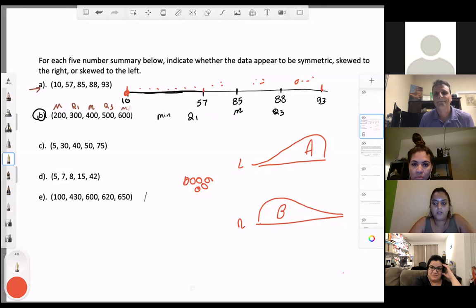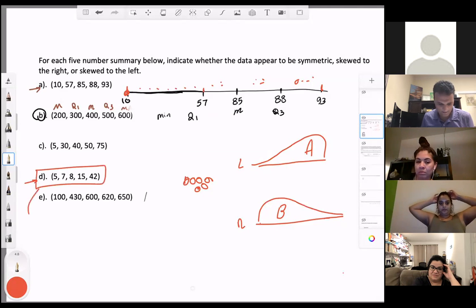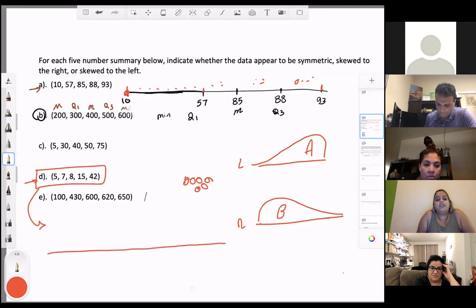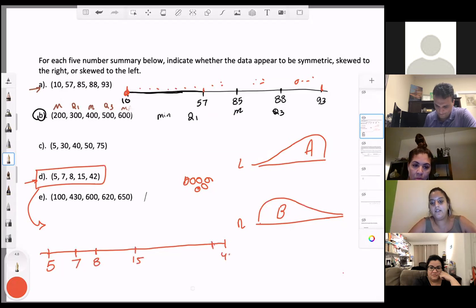Yes, correct. So now let's work on part D, and then we go to your favorite question. What is D? I'm going to say right skewed because of the very first question, but I'm going to say it would look like it was left. But maybe, I'm thinking of the intervals 5, 7, 8, 15, and 42.